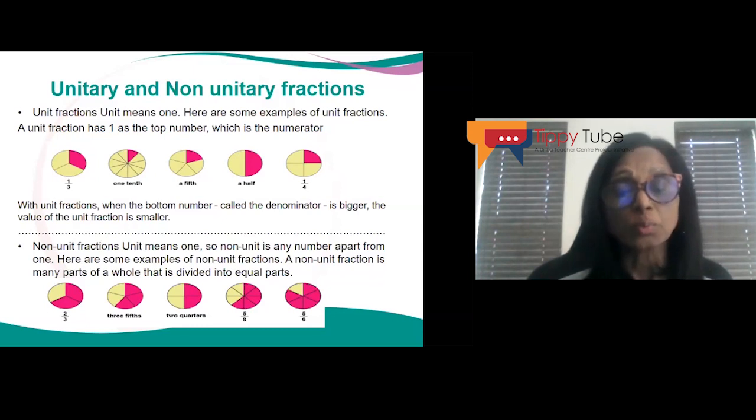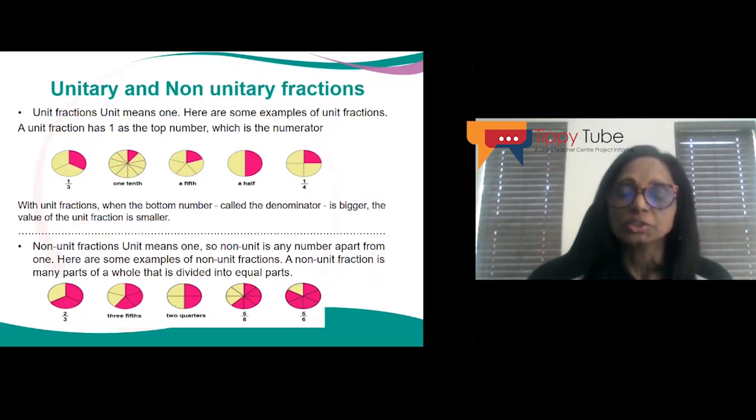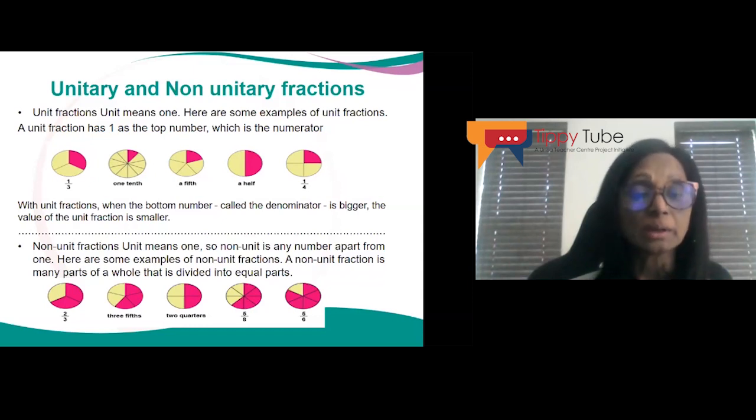Now, let us look at what is a non-unit fraction. Unit means 1, so non-unit is any number apart from 1. Here are some examples of non-unit fractions. A non-unit fraction is many parts of a whole that is divided into equal parts. Look at the first circle. There are 3 equal parts, so 2 of the 3 equal parts are colored, hence it is 2/3.